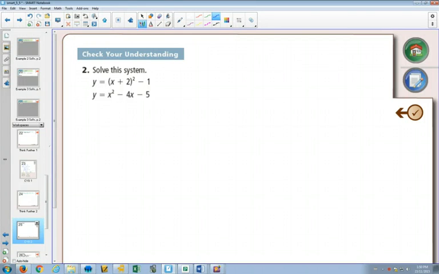So the first thing we notice is that y is already by itself in both equations. So we can take the second equation, and instead of writing y equals, we can substitute x plus 2 all squared minus 1 in instead of y.